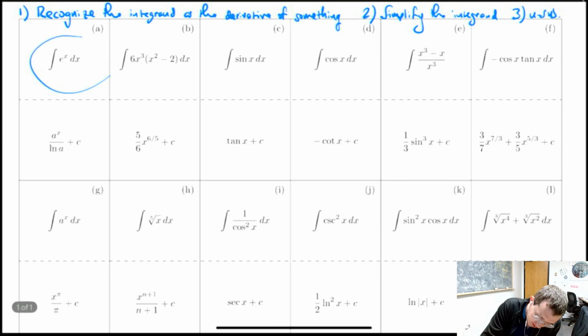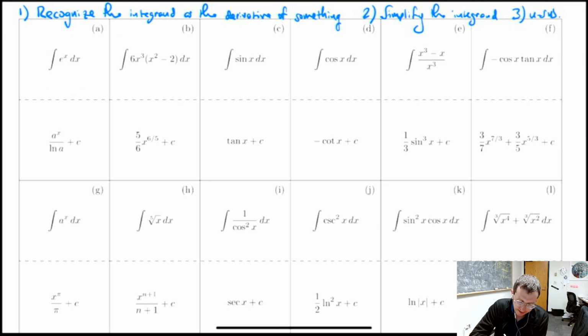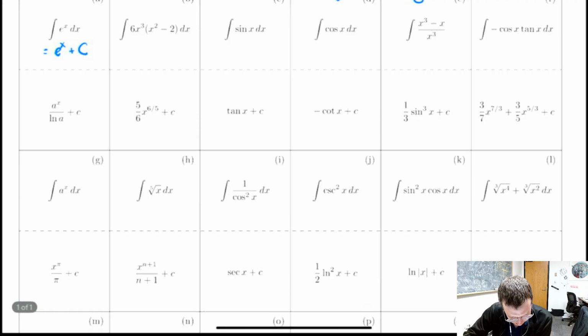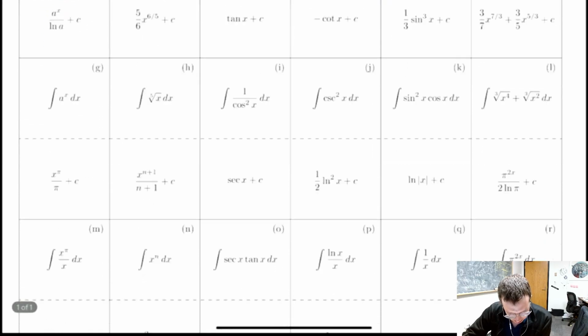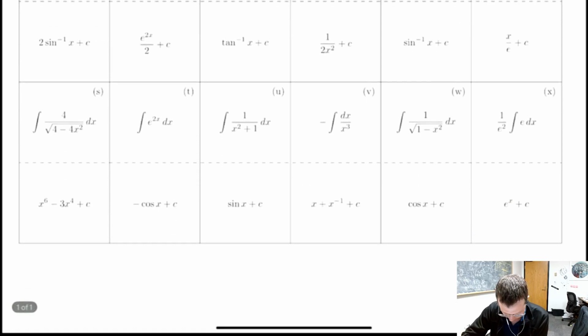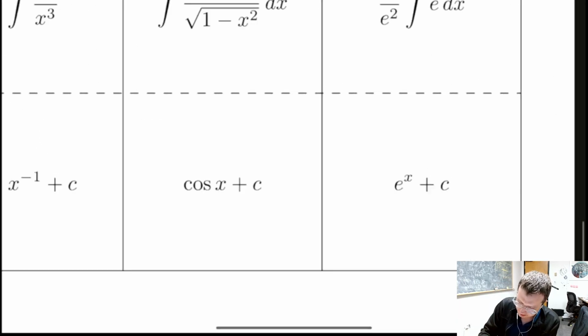So this first integral, I see e to the x, I think, what's a function whose derivative is e to the x? Well, that would be e to the x. Okay. I will try to find that domino, and then we'll go from there. E to the x plus c.